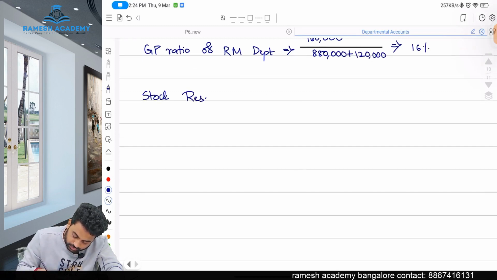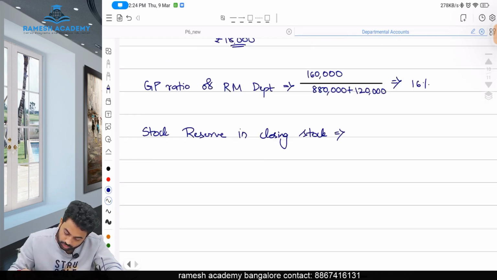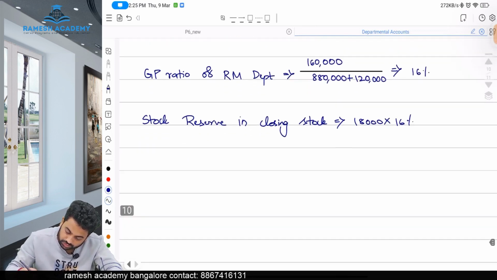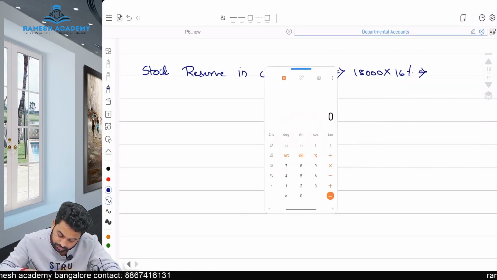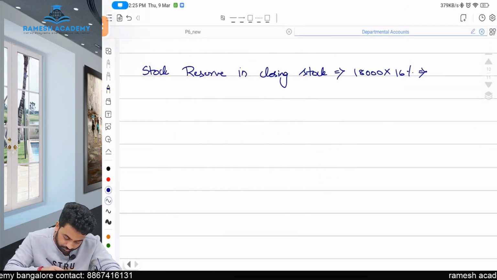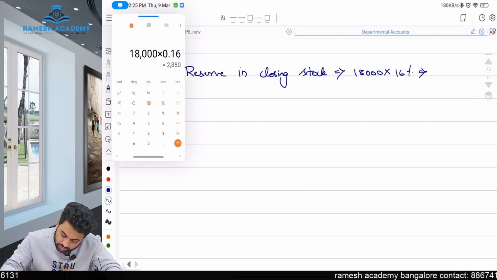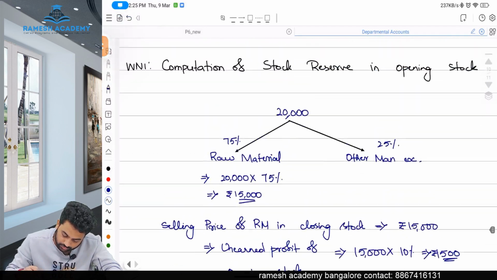Stock reserve in closing stock. How much is the closing stock? Closing stock of raw material is 18,000. Out of that 18,000, 16% is unearned profit, unrealized profit. How much is it? It is 18,000 into 16%, which will come to rupees 2,880.